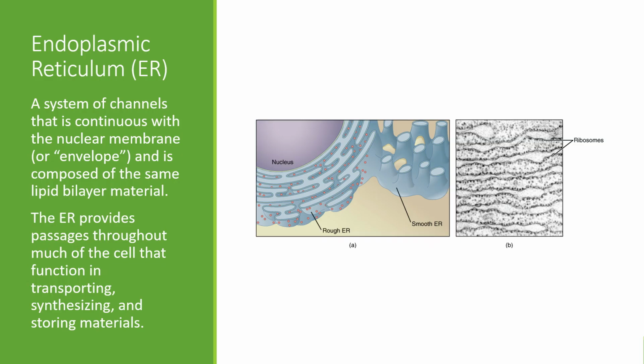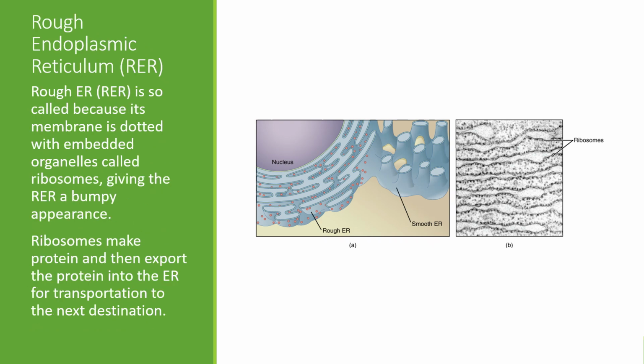So what the ER does is it serves as a passageway throughout much of the cell, and it functions in transporting, synthesizing, and storing materials. There's two ways to be an endoplasmic reticulum. You could be the rough endoplasmic reticulum, which means that you have ribosomes attached to you, and as those ribosomes make proteins, because that's what ribosomes do, they dump them into that waterway and they're taken down to the next organelle. It's called rough because the ribosomes attached to it give it kind of a bumpy appearance. So as I said, ribosomes are going to make protein, then they export that protein into the ER, and that's transported down to the next destination.